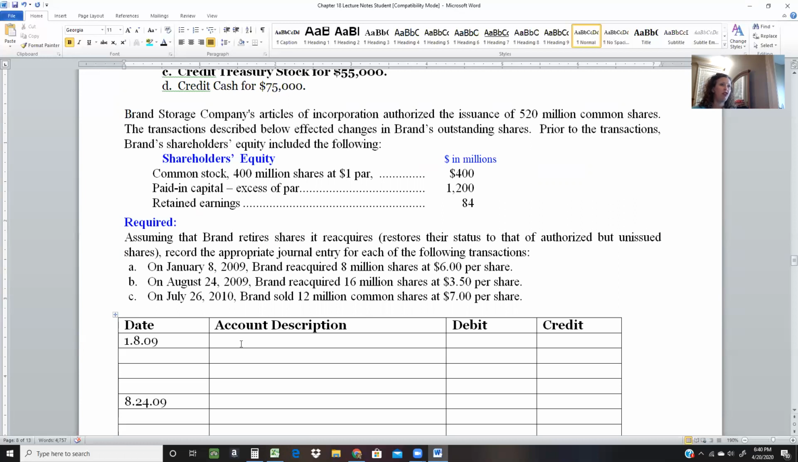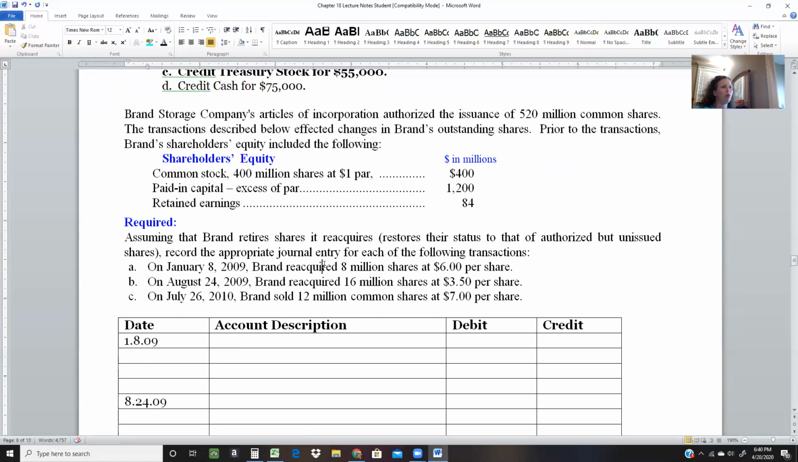So assuming that Brand retires shares, it reacquires them, which means if they retire shares, it restores them back to authorized but unissued. So they're not going to hold them as treasury shares. They are becoming unissued. Okay, so that's a new scenario for us. Record each of the transactions.